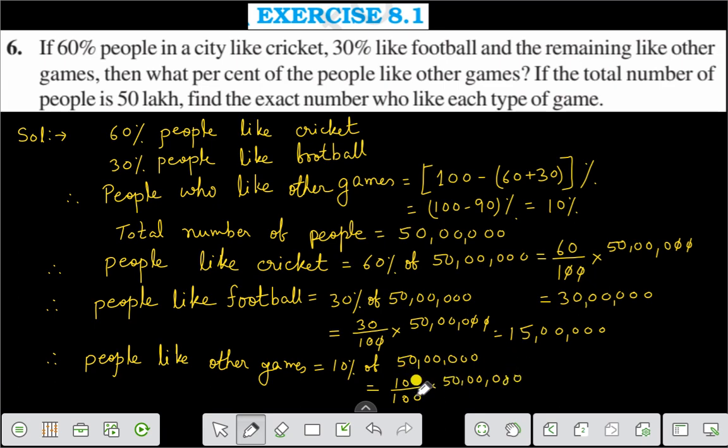Therefore, this 0 and this 0 will cut and this 0 will cut. Therefore, it is equal to 5. How many zeros? 1, 2, 3, 4, 5. Right? Therefore, people who like cricket is 30 lakh. People who like football 15 lakh. And people who like other games is equal to 5 lakh. And that is the answer.